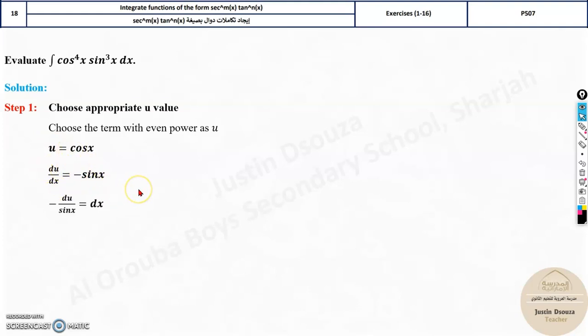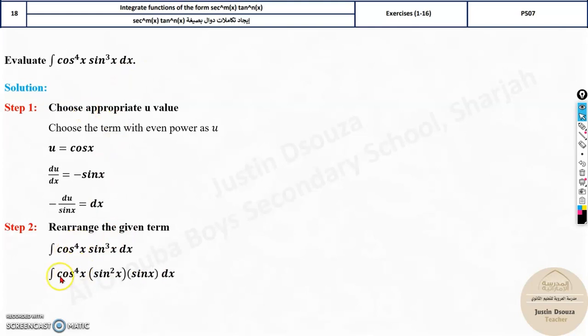So this is it. Now what do we do? We need to get dx, right? So swap this with dx. It will go to the other side and become minus du by sine x equals dx. Now we will just rearrange and write these terms. Instead of cos to the power 4 x, you write u to the power 4, and then sine cube.